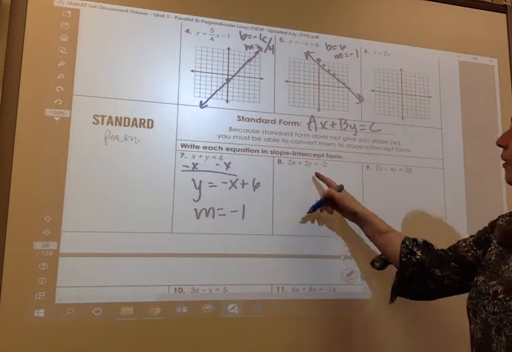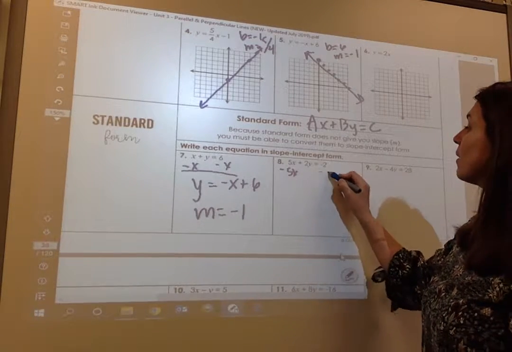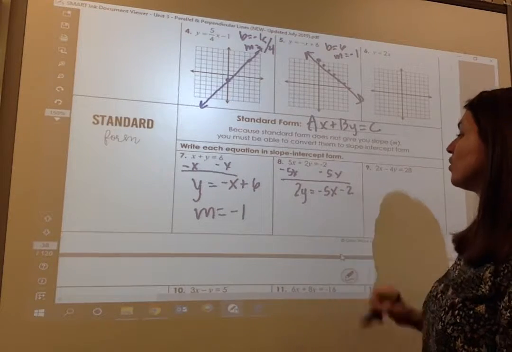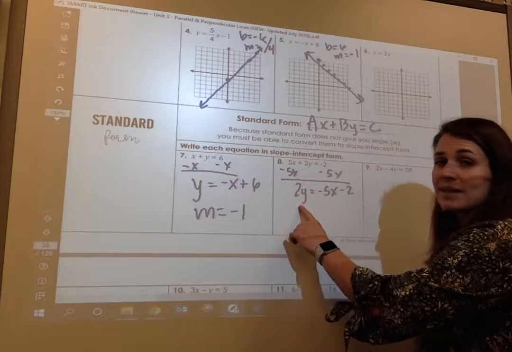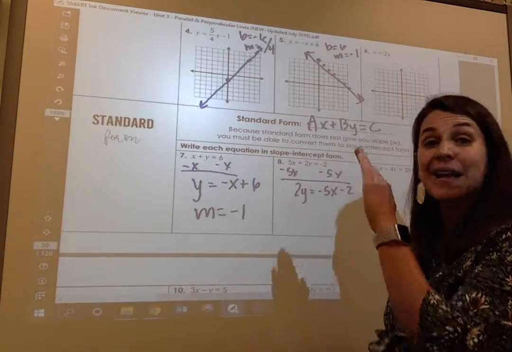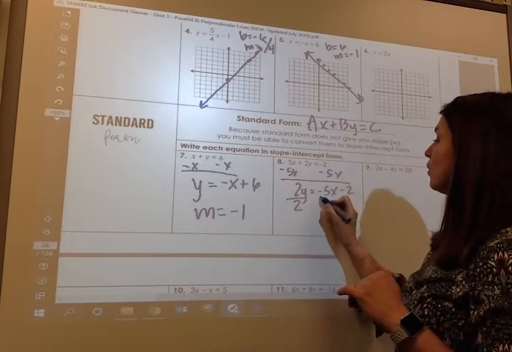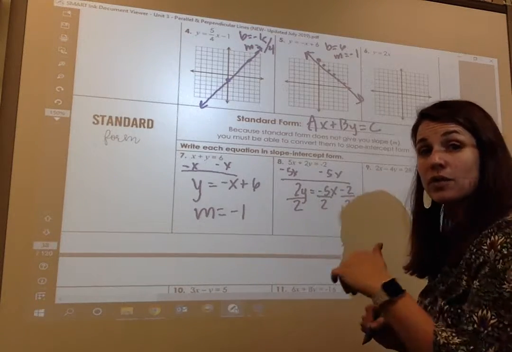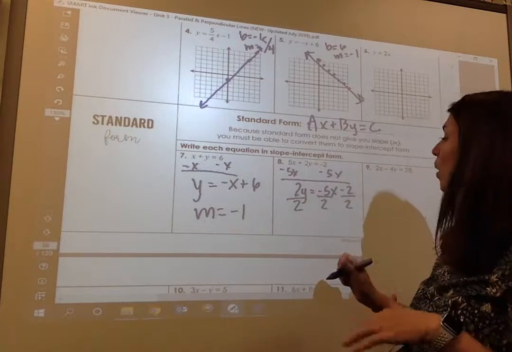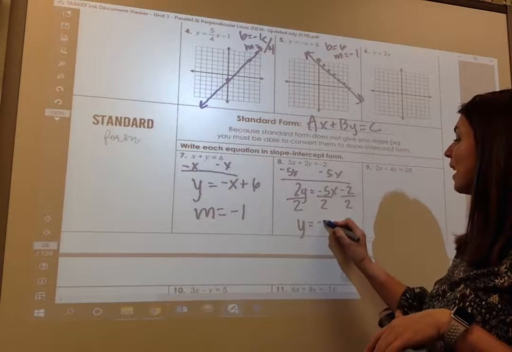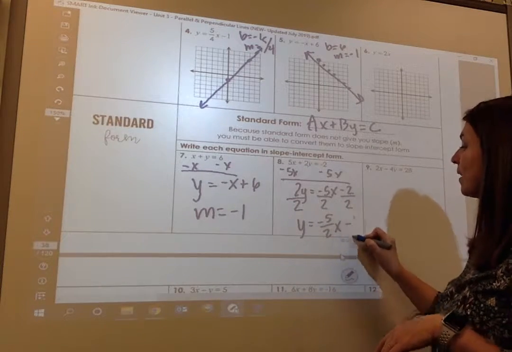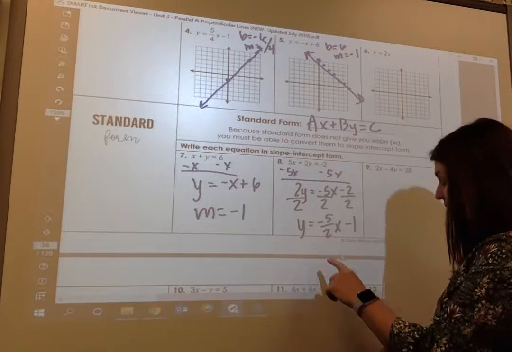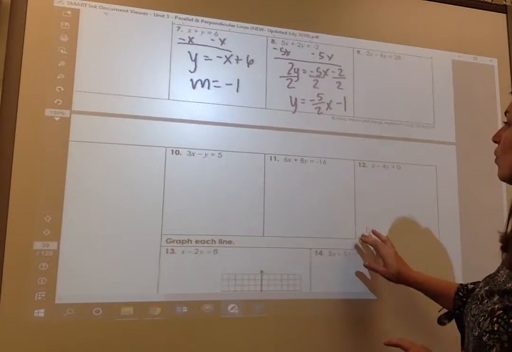Bam. Here to get y by itself, I subtract 5x on both sides. So I get 2y equals -5x minus 2. And now to get y by itself, watch closely, you divide everything by 2. This term by 2, this term by 2, and this term by 2. And then I reduce it. Remember, math is all about equality. So I get y equals -5 over 2x minus 1. Now my beginning point's -1. My slope is -5/2.